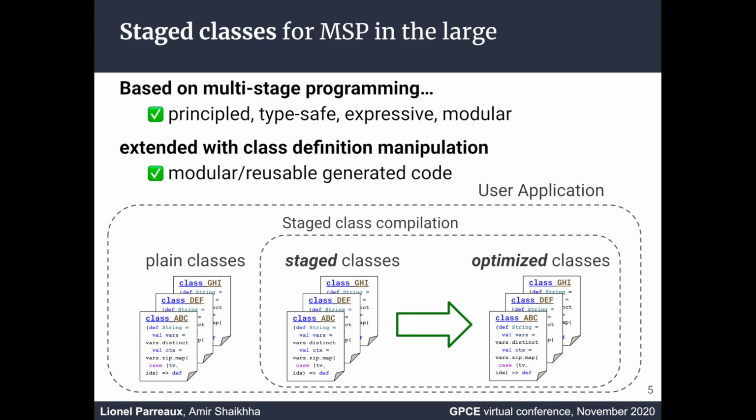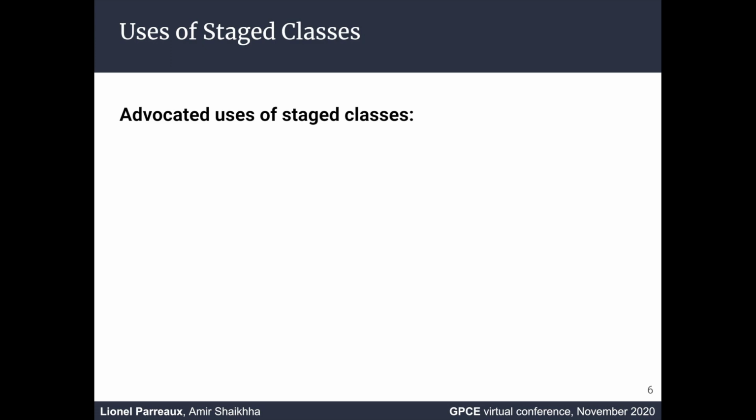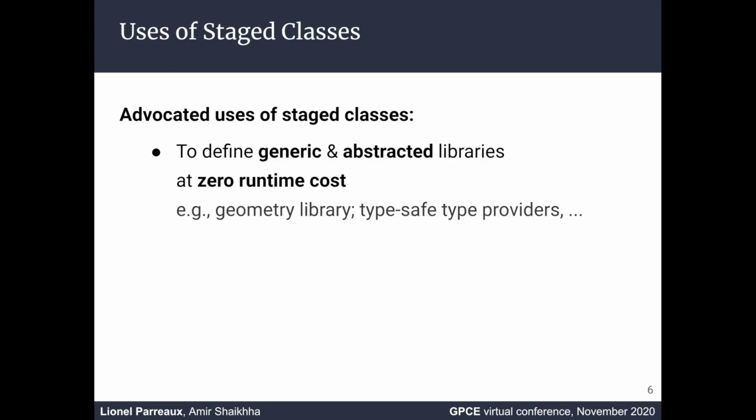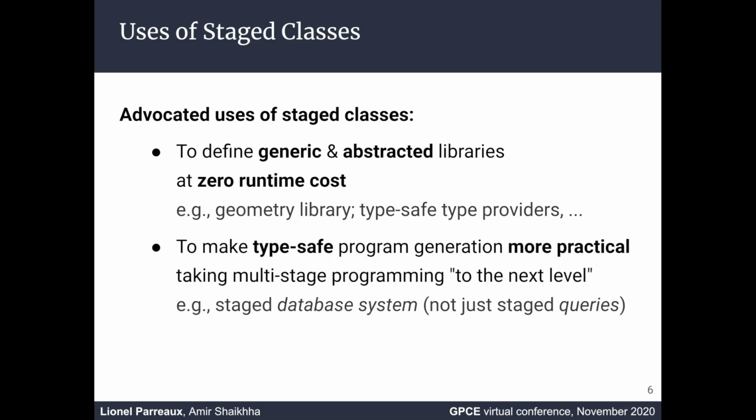We argue that this unleashes the potential of multi-stage programming, making it a practical tool for structuring program generation in the large, at the scale of real-world applications. We advocate two main usage modes for stage classes. First, as a way of defining generic libraries that do not pay for their genericity, whereby individual users directly use the generated classes specialized for their use cases. Second, as a way of taking multi-stage programming to the next level by allowing the generation of class and module declarations containing mutually recursive definitions.